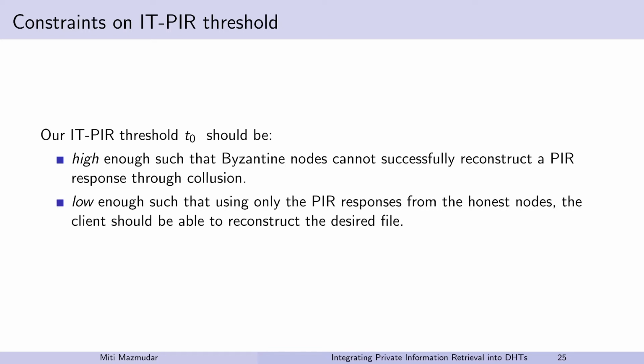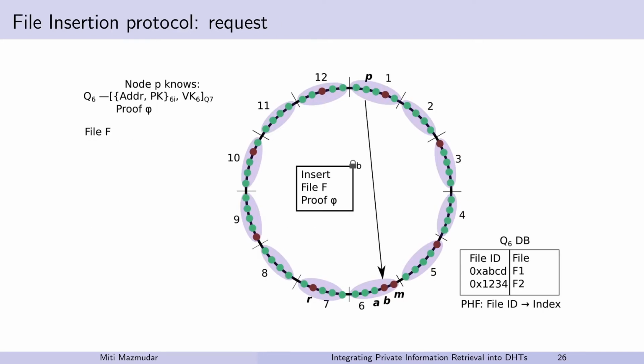To prevent the availability attack, the IT-PIR threshold should be low enough such that using only the PIR responses from the honest nodes, the client should be able to reconstruct the desired file. And so that concludes our file retrieval protocol. So let's talk about our file insertion protocol.